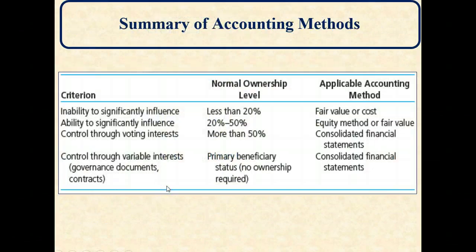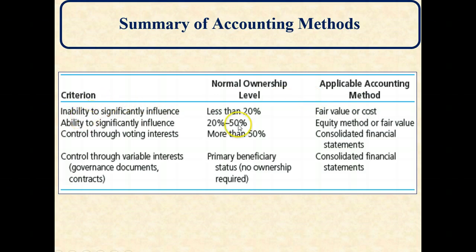So basically, the way it works, if they aren't able to influence significantly, then generally that means their ownership is less than 20%. Okay, so 20% is the mark. Under 20%, chances are they're not going to be able to significantly influence the company. If that's the case, the method to consolidate the financial statements is something called fair value or cost.